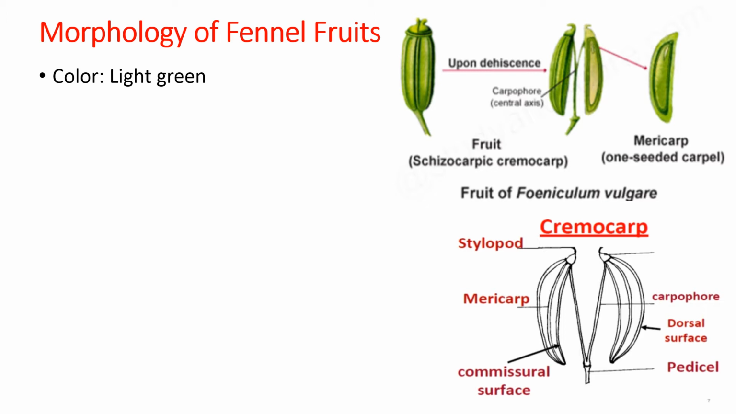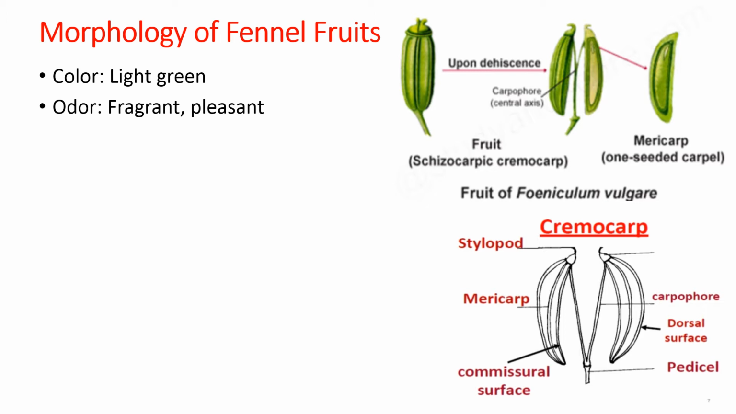Now, this is the fennel fruit, which has two different halves. Together, it is called a cremocarp or cremocarpus fruit. But the same fruit on dehiscence gives two equal halves. Each half is called a mericarp. One mericarp has one seed.